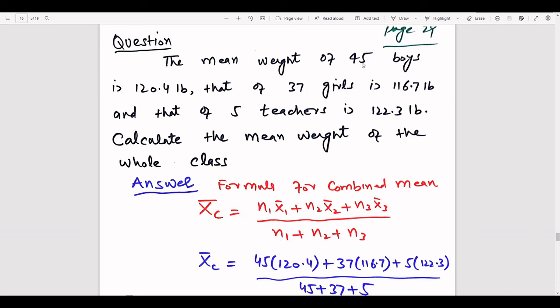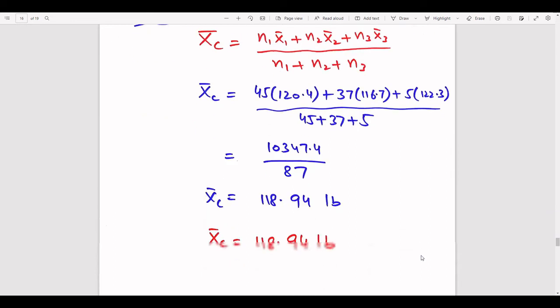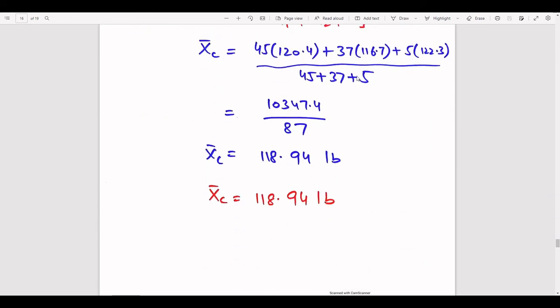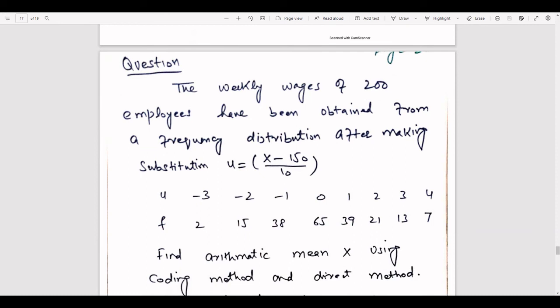Our first class is boys. Its number of observations is 45, which is n1, and its mean is 120.4. I write here 120.4 plus. For the second class, which is represented by girls, n2 is 37, and its mean x bar 2 is 116.7. 37 into 116.7 plus. The third class is represented by teachers, n3, which is the number of teachers, 5, into its mean 122.3. After simplification, n1 45 plus n2 37 plus n3 5, its answer is 10347.4 divided by 87, and we got the combined mean, which is 118.94 lb.